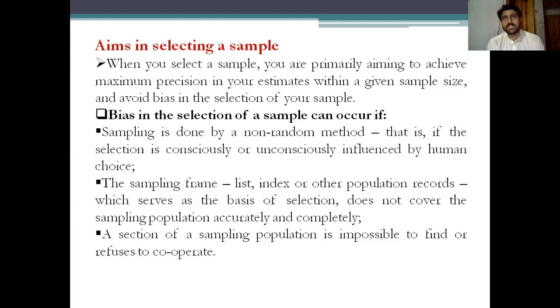It itself is not authentic, you know. And if it's not authentic, then it can provide biasness in your studies. You need to carefully examine your listing, your indexing, your records, and they should be clear from any biasness. They should cover the sampling population accurately.